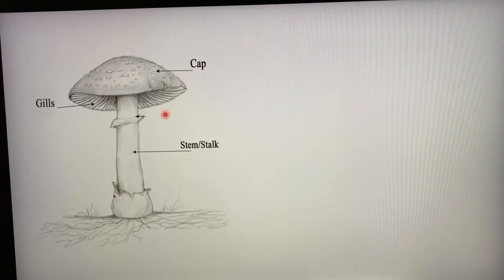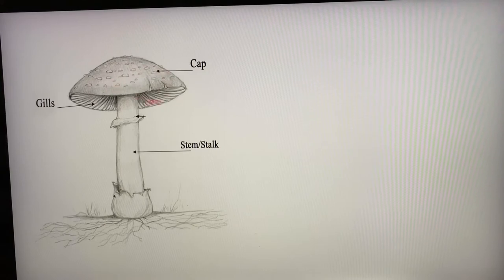Alright, now this is a mushroom. These are the parts of the mushroom, mainly the cap and the gills. This is the stem, or we call it the stalk. For plants, we do not call it a stalk, we call it a stem, but in mushrooms we can call it a stalk.